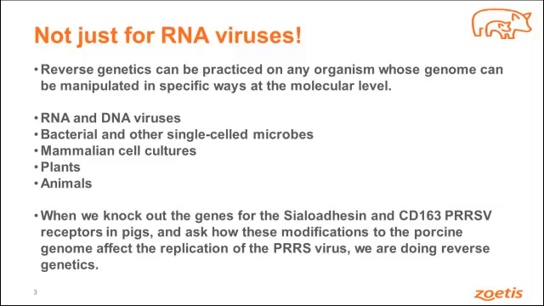And it's not just for RNA viruses. You can do reverse genetics on any organism where you can manipulate the genome in specific molecular ways: RNA and DNA viruses, single cells, bacteria, mammalian cell cultures, plants and animals. And as we just saw, when you knock out sialoadhesin or CD163 in a pig and then ask the question, what effect does it have on PRRS replication, you're doing reverse genetics.